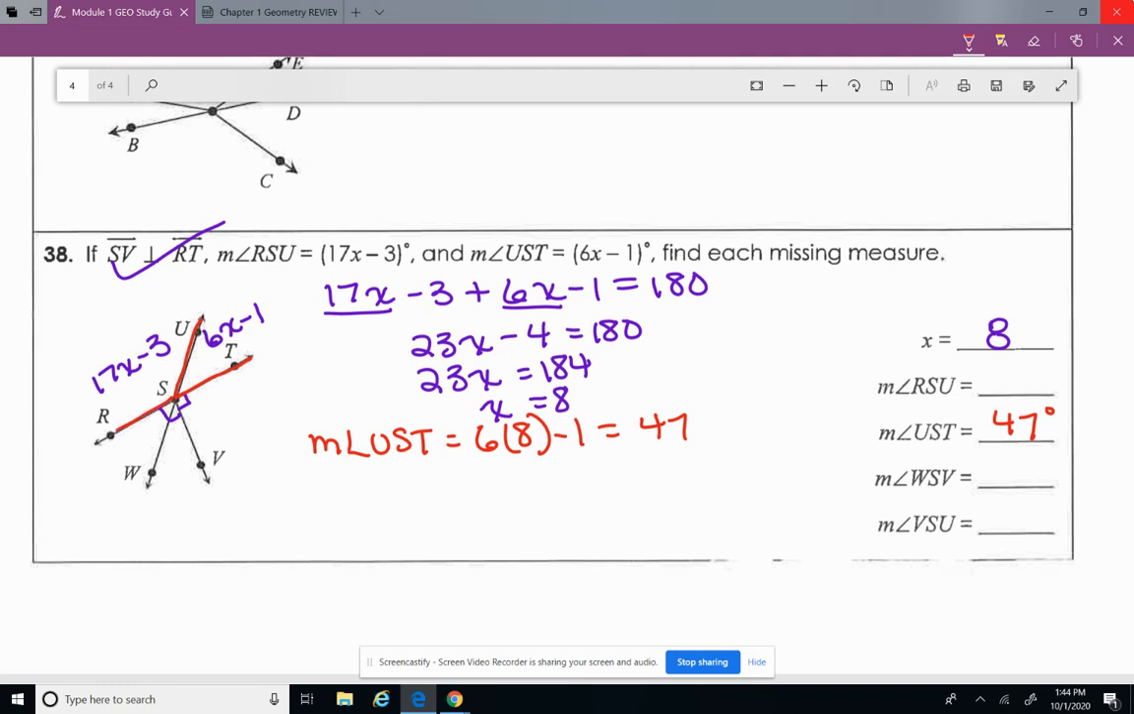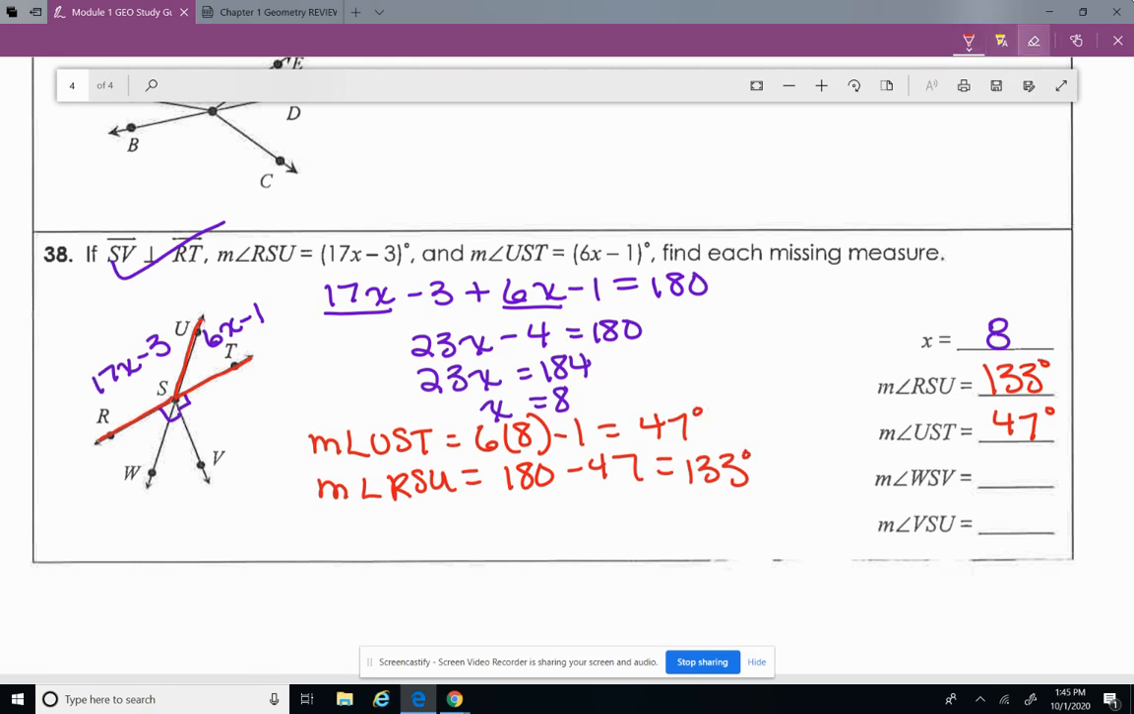And then since they want to find the other one, to find the measure of angle RSU, since they both equal 180, just subtract 47 from 180 instead of having to plug in 8 times 17 minus 3. There's lots of different ways you could do it. So we're going to do 180 minus 47, and that's going to be 133. Of course, that's degrees.